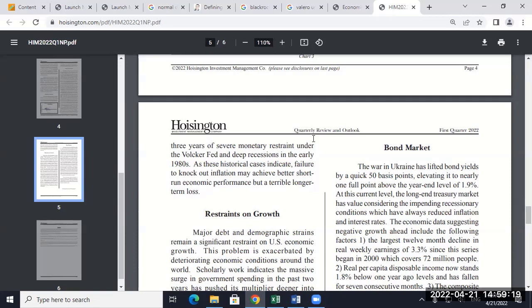Hoisington thinks the current multiplier effect is a negative number. The more the government spends, the slower the economy is going to be. And he has data to back it up. It's pretty interesting stuff. Your eco professors won't agree with that at all. So you can see his data. He actually has some pretty powerful data.